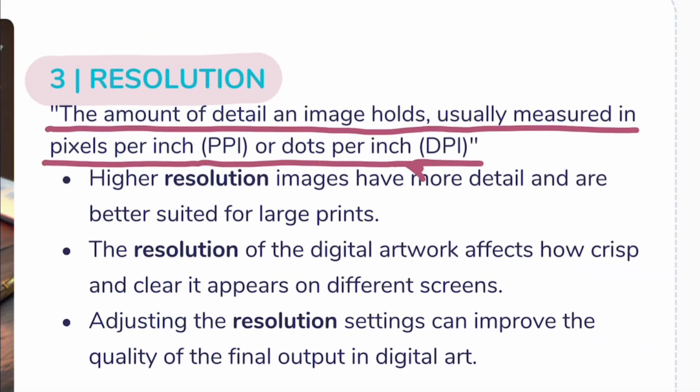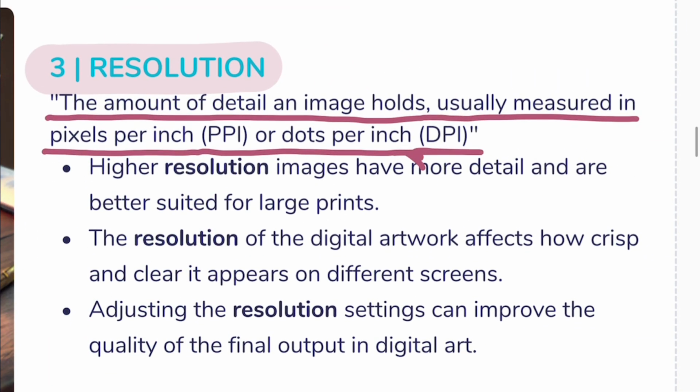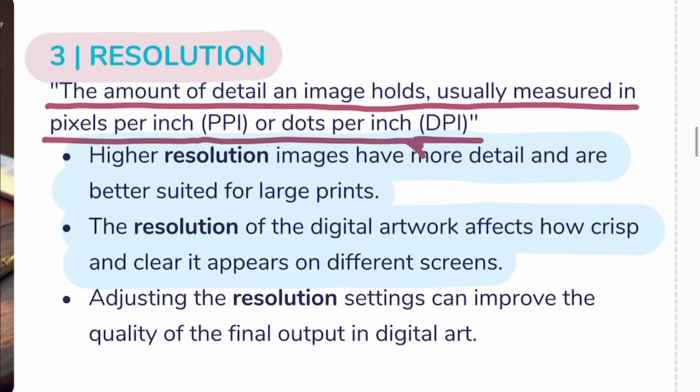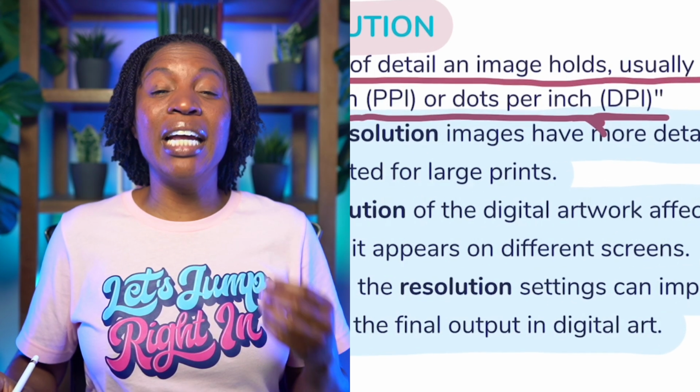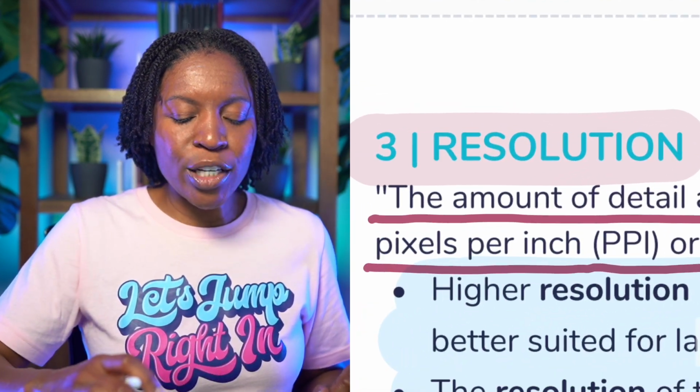So let's check out these example sentences. Here's the first example sentence. Higher resolution images have more detail and are better suited for large prints. Next, the resolution of the digital artwork affects how crisp and clear it appears on different screens. And finally, adjusting the resolution settings can improve the quality of the final output in digital art. So once again, number 3 is resolution.